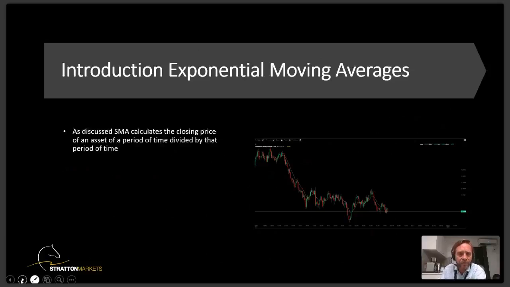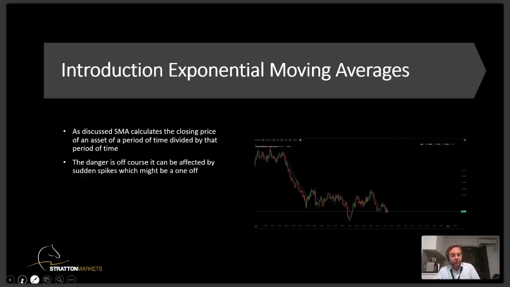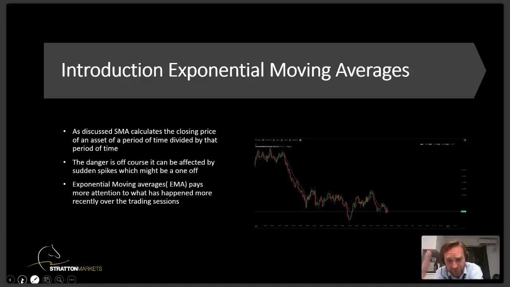Now, like I say, the SMA calculates the closing price of an asset over a period of time divided by that period of time, as in a 10-day closing average: closing price of 10 days divided by 10. The danger, of course, is that it can be affected by sudden spikes, which may mix up the calculation, which is why it suffers and is known as lagging. The exponential moving average is different. Instead, it pays more attention to what's happened more recently over the trading sessions.